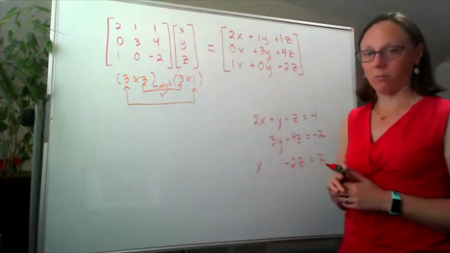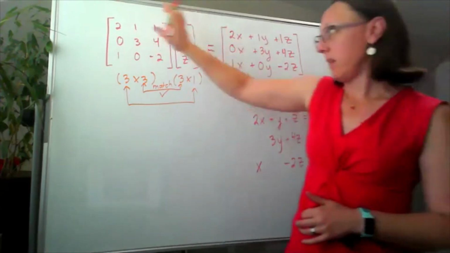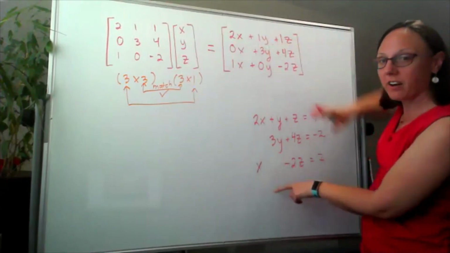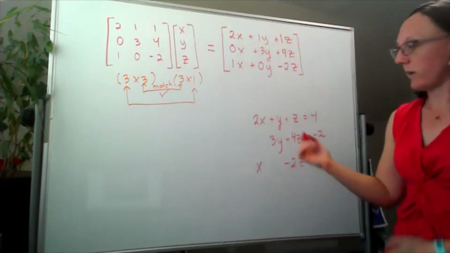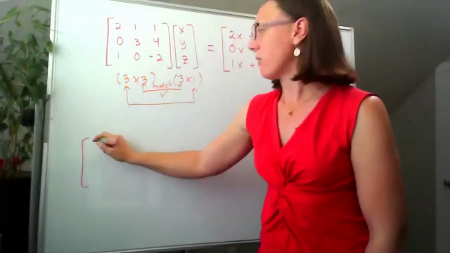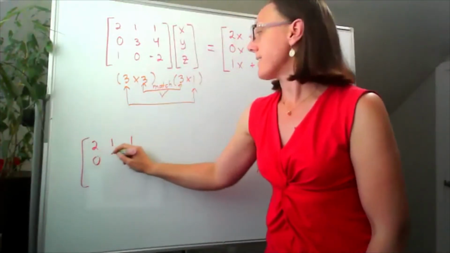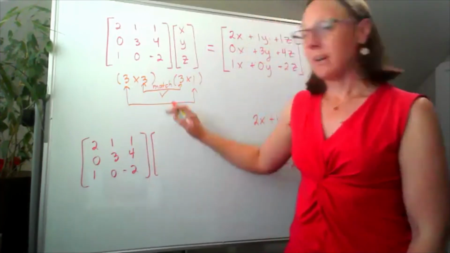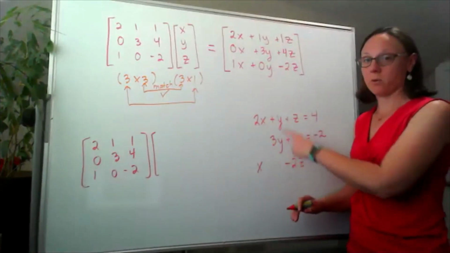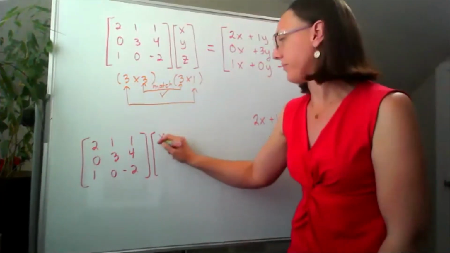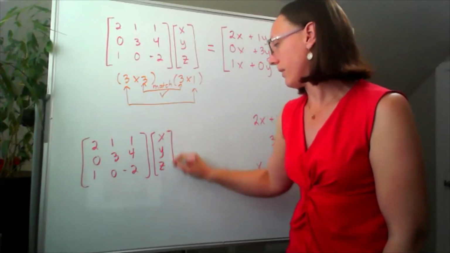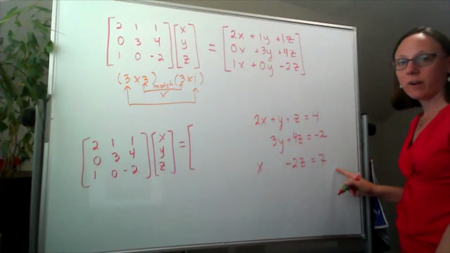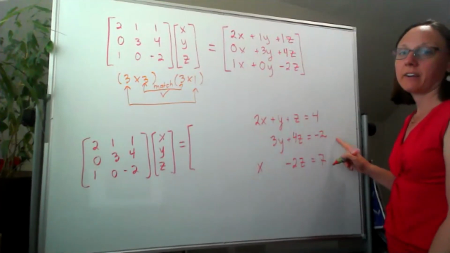then I can write this system of equations in a matrix form that would look like, since I know that this matches with what we have here, the left-hand side of this equation is this matrix of coefficients, 2, 1, 1, 0, 3, 4, 1, 0, -2, times the vector that contains my variables, x, y, z. And that's equal to this column vector on the right-hand side, 4, -2, 7.